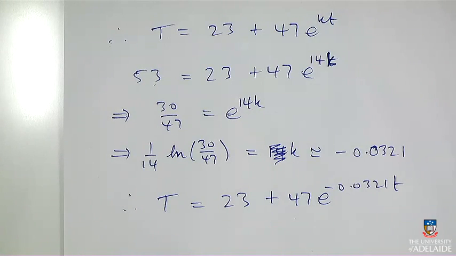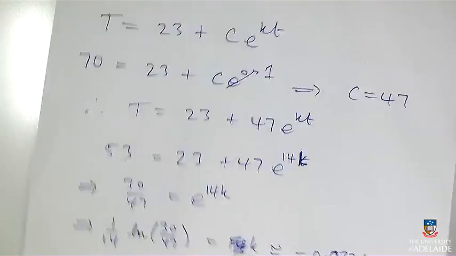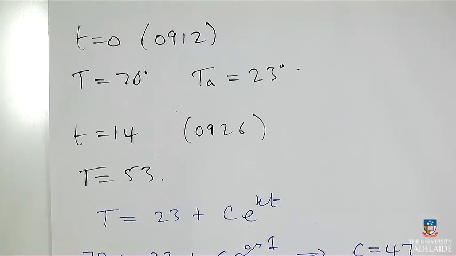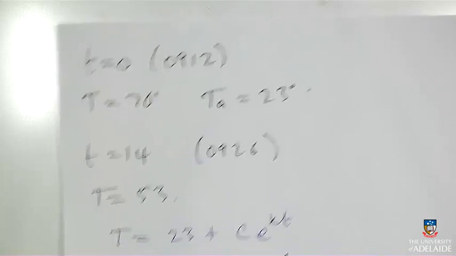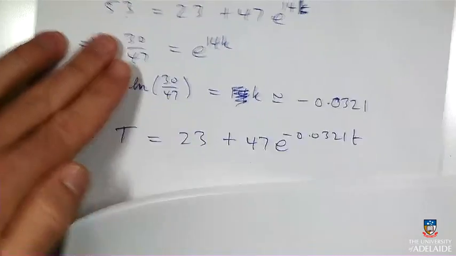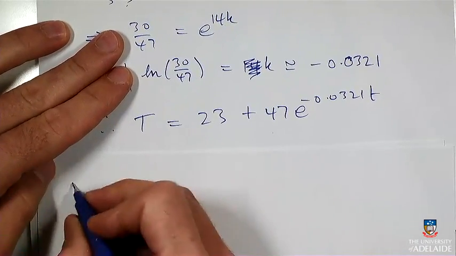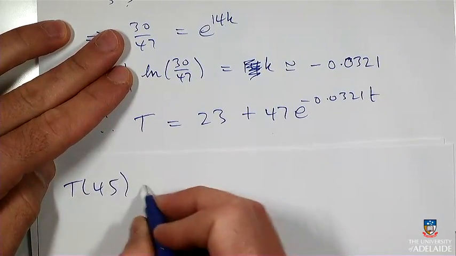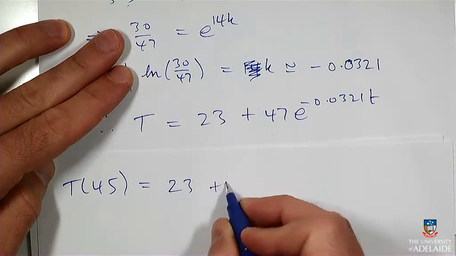And now we just need to predict the temperature. So what time is it now? It's 56 past, or 57 past. We took our first measurement at 12 past. So if we want to predict it for in 1 minute's time, that will be 45 minutes gone, right? So we want to know what is T of 45.